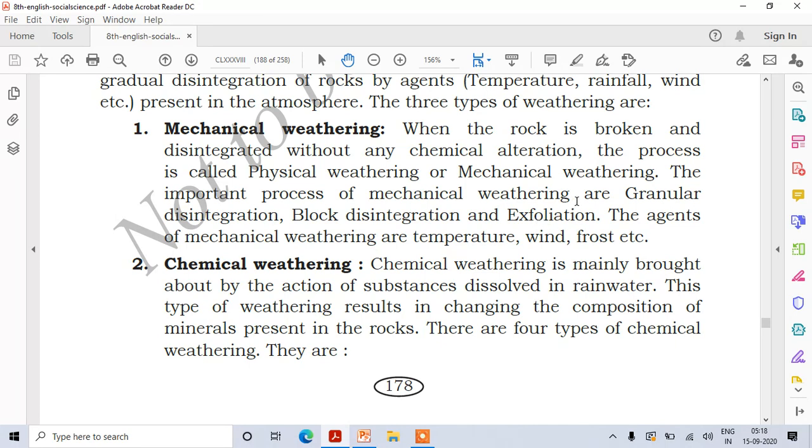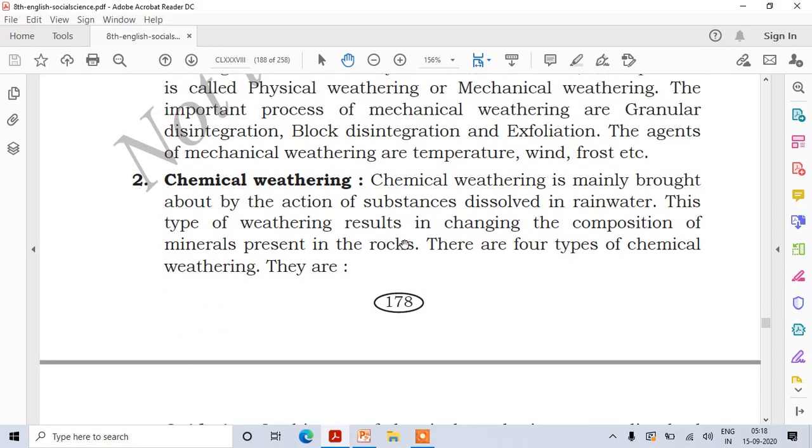These are the three important processes of mechanical weathering. Granular disintegration means the rocks will be broken down into granules. Block, it can be broken down into blocks. And exfoliation, some of the changes will occur in the rock. The agents of mechanical weathering are, what are the agents which help in mechanical weathering? Temperature, wind, frost, etc. Next we'll start with chemical weathering.